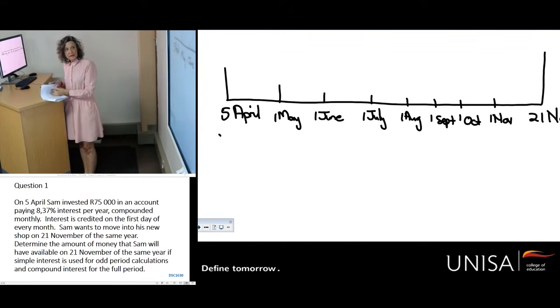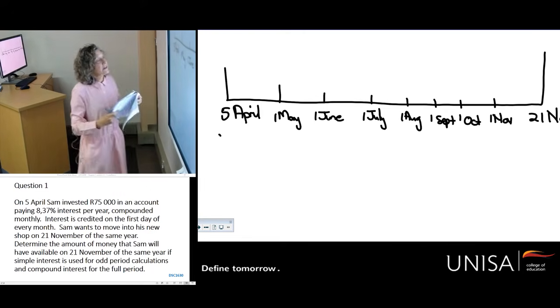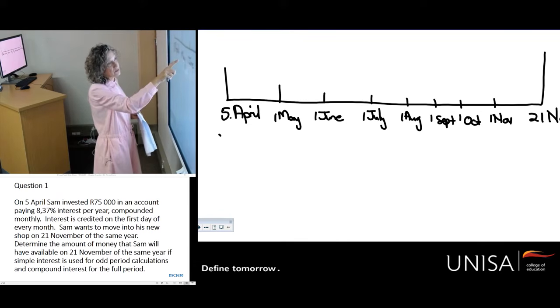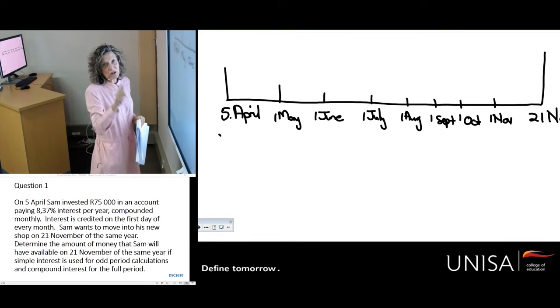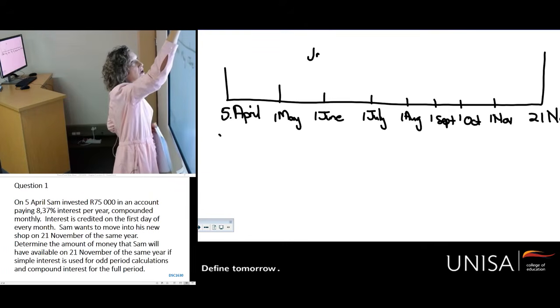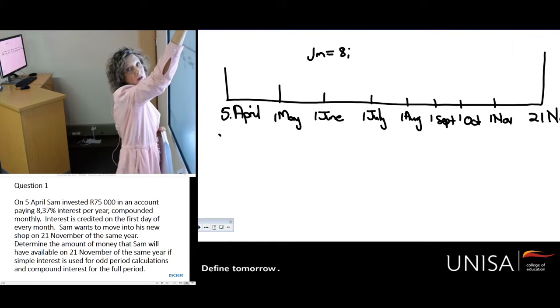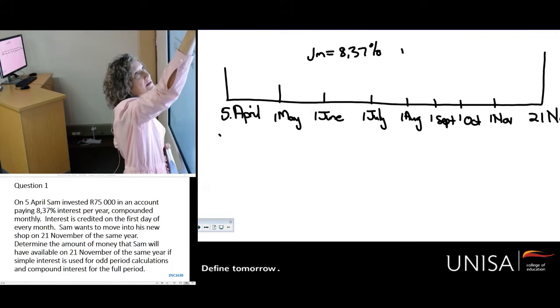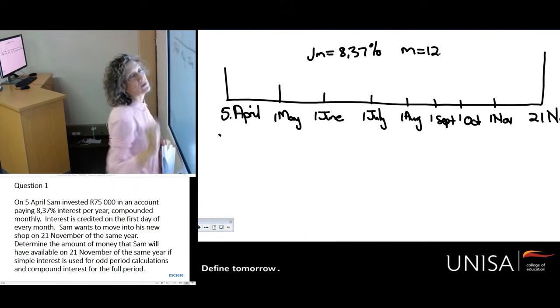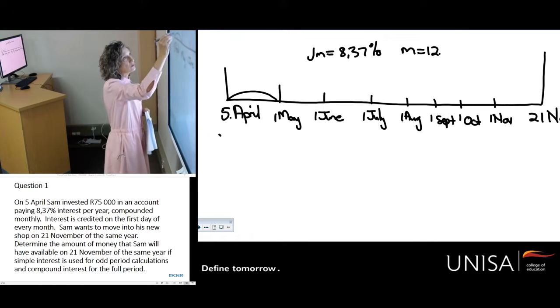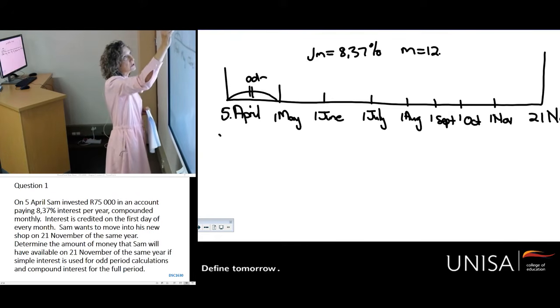Right. Next is, now we're going back and we identify our odd periods. Now you can see from the 5th of April to the 1st of May isn't a full period. Why? Because it gives us that the interest rate, remember J_M, is 8.37% per year, but it's compounded monthly, so your M is 12. So your compounding periods is monthly. So from the 5th of April to the 1st of May is then what we call an odd period. It's not a full month.